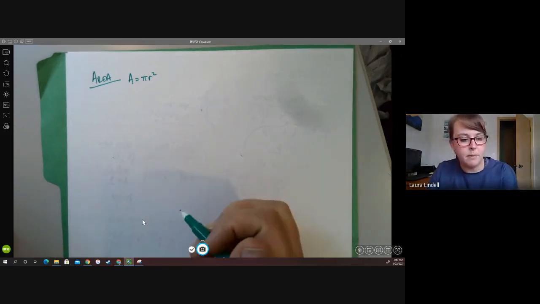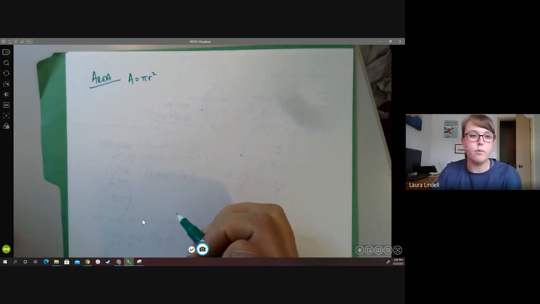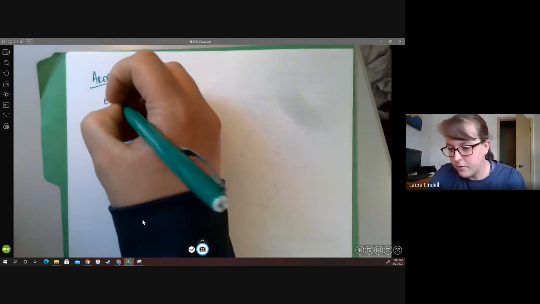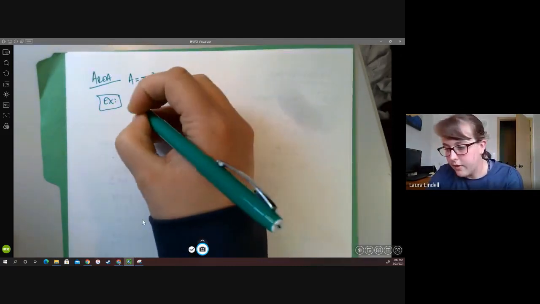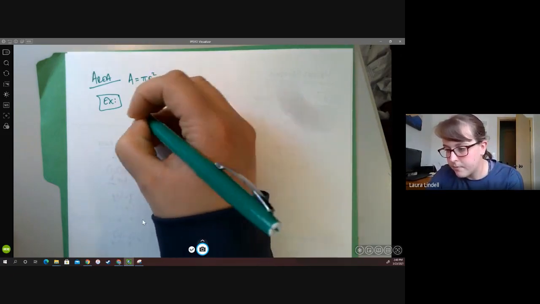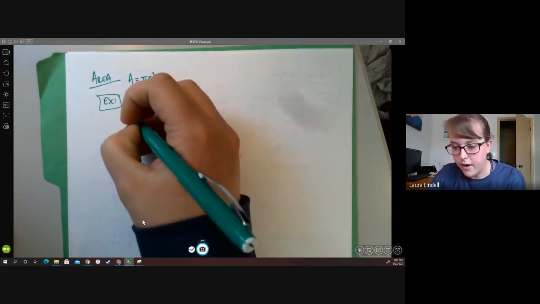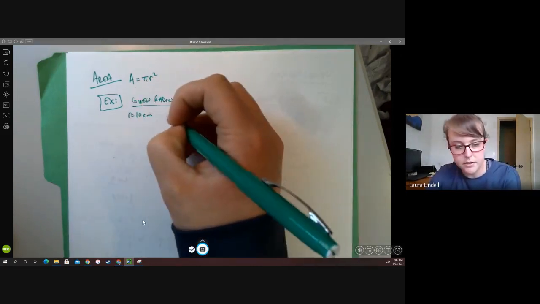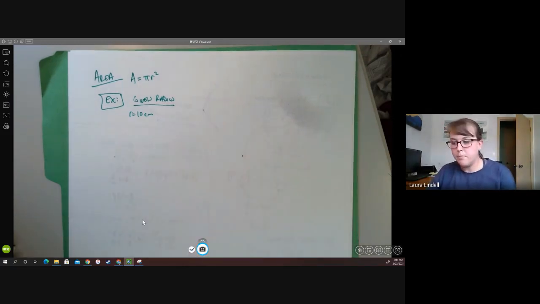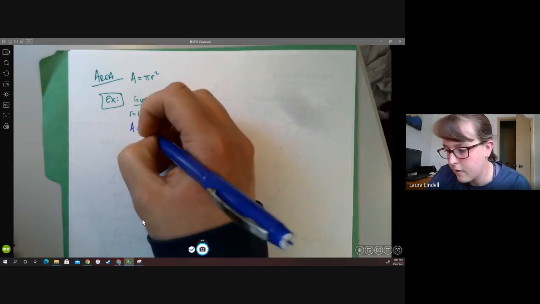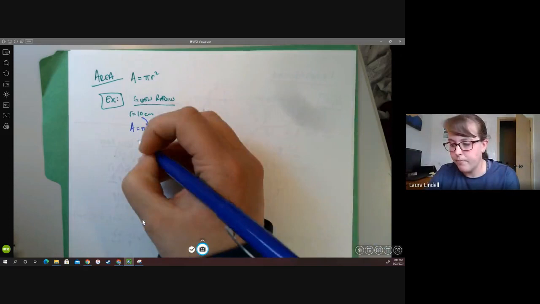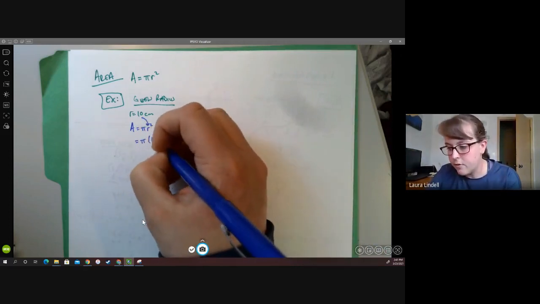So we're going to do a couple quick examples with this, just like we did with the circumference stuff, and then we'll be done. So first example for area. This time we're going to be given the radius. So let's say the radius is 10 centimeters. We want to find the area. And we know that area is pi r squared. So I'm just going to take 10 and stick it in there for the radius. So pi times 10 squared.